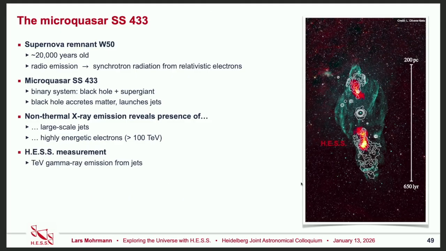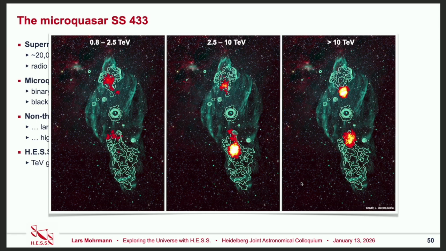And this is where the H.E.S.S. measurement then comes in. With H.E.S.S. we were able to also measure TeV gamma ray emission from those jets, as you can see here. And not only that, we also looked at this as a function of energy. So we studied the spatial structure of the gamma ray emission in different energy bands, which is shown here in 3 different bands. If you look at the upper jet, you can see that the peak of the emission is at low energies further down the jet, and then it moves basically to the base of these large-scale jets here.